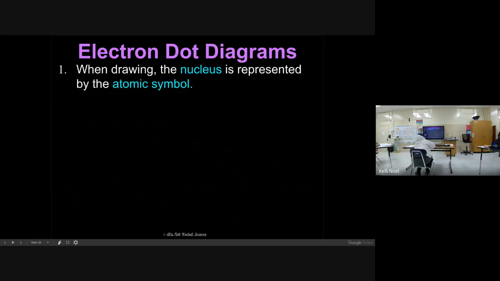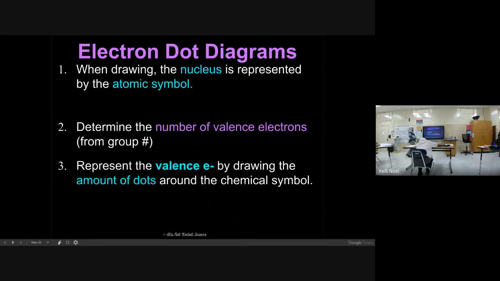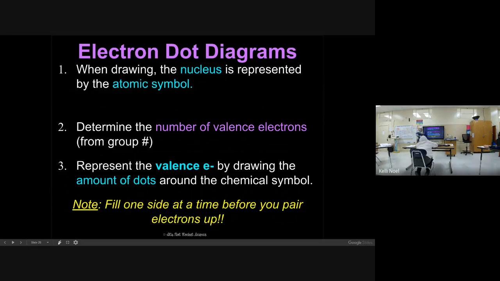So this just takes you through the steps. Like I said, we're actually going to do a practice probably beginning of next week. So when you're drawing, the nucleus is represented by the atomic symbol. All right, the valence electrons are represented by the group number. And you're going to draw dots around the chemical symbol to represent them. You fill one side at a time, and then you pair up the electrons. So the example is going to pop up, nitrogen. So you start with the symbol. You're going to look and see that nitrogen is in group 5A, so I'm going to need 5 valence electrons. You're going to start at the top. You're going to go to the side, to the bottom, to the other side, like a circle, like going around a clock. And then you're going to start with the pairing. So that is what the electron dot of nitrogen will look like.